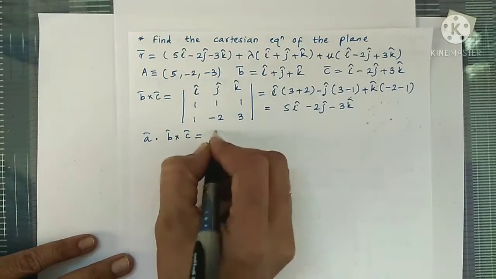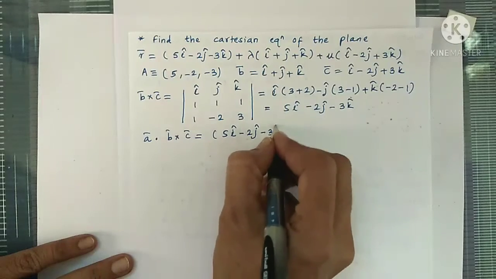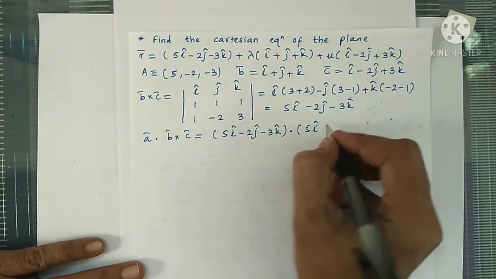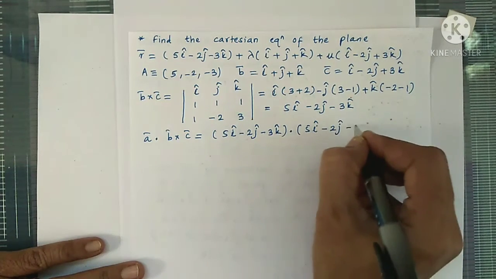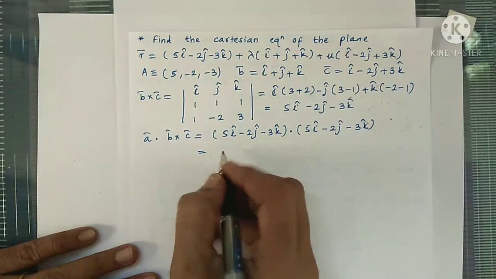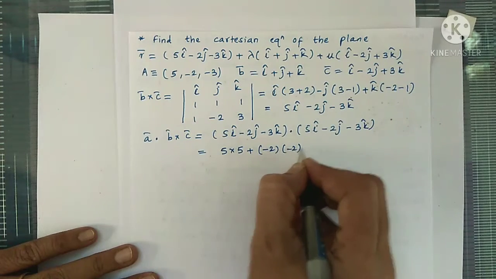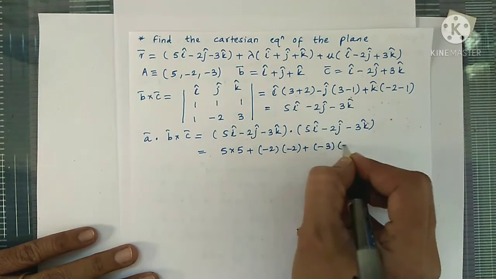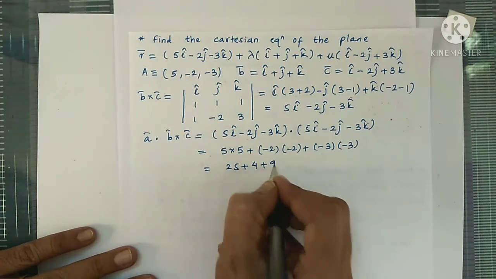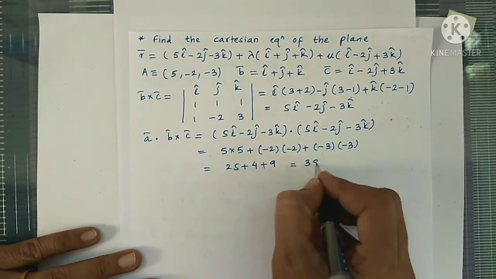Now find the dot product, a bar dot b bar cross c bar. 5 i cap minus 2 j cap minus 3 k cap dot 5 i cap minus 2 j cap minus 3 k cap. See, we are getting the same terms here. So this is 5 into 5 plus minus 2 into minus 2 plus minus 3 into minus 3. So that is 25 plus 4 plus 9. 25 plus 4 is 29, plus 9 is 38.